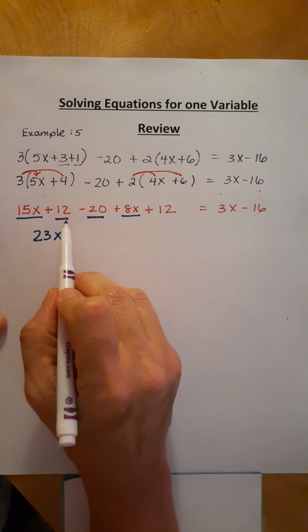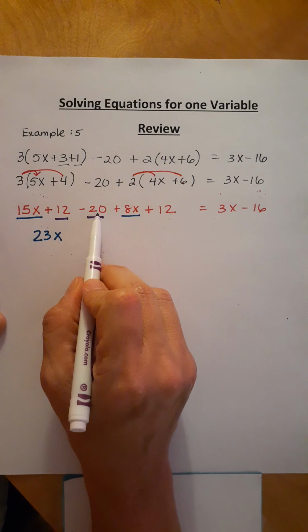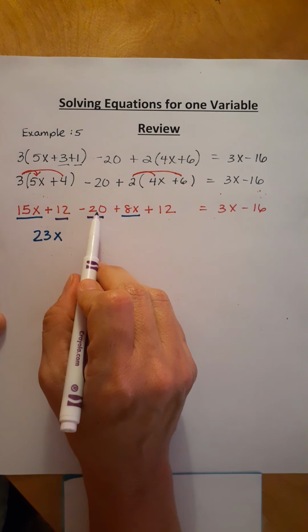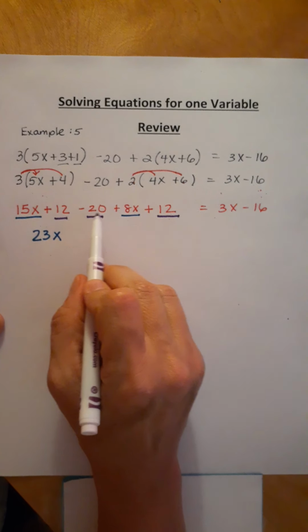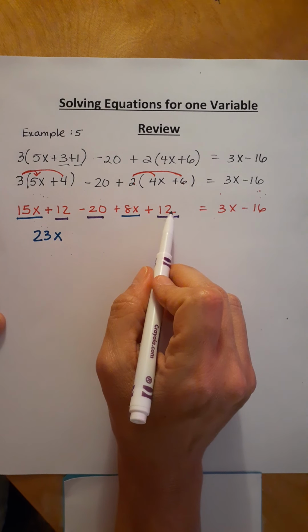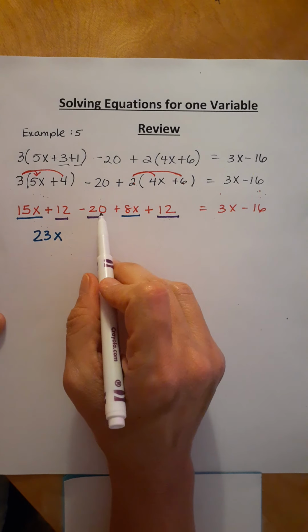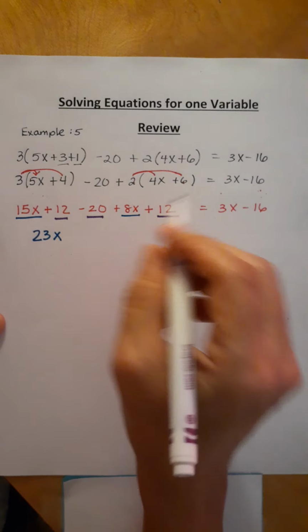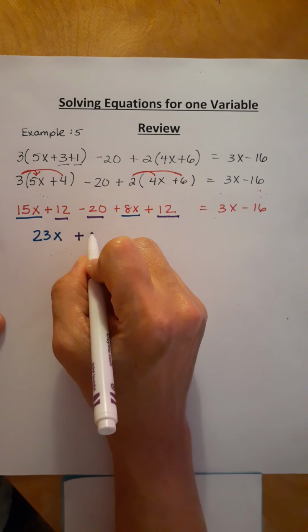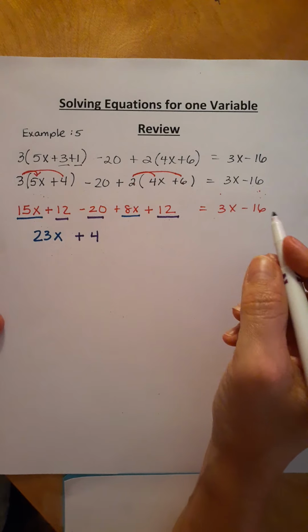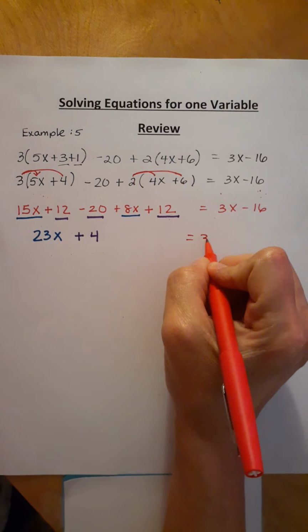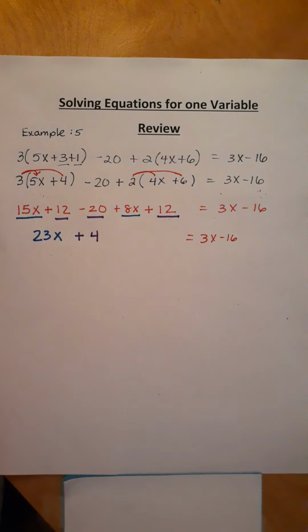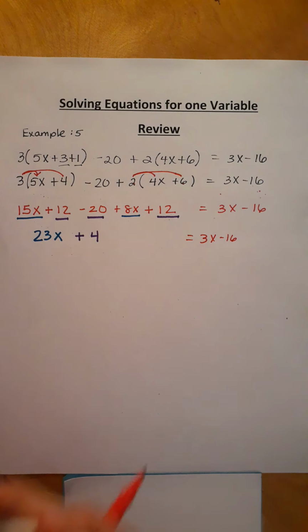12 minus 20. I have $12. I owe 20. If I use all my money, I still owe $8. Do I have another number that I can add it to? Yeah. If I owe $8 from these two, and I have 12, well, I can use that 12 now, right? And if I owed 8 and I still have 12, that means if I pay my debt, I have $4 left over. Okay? Equals 3x minus 16. Cool. No like terms, no like terms.